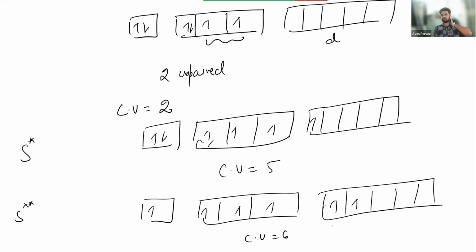Now, if I ask you, if we are moving from left to right, does the covalency increase or decrease?